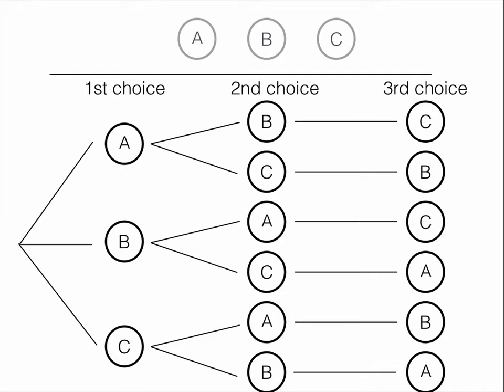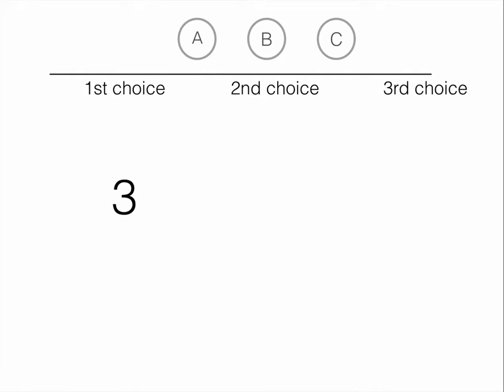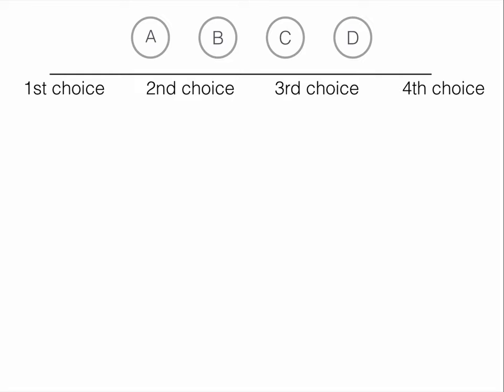If you have a look at it this way, by the way, the tree diagram is also a useful way of checking your calculations and your thinking. But notice, when we have 3 objects, for your first choice you have 3 possibilities, for your second choice 2 possibilities, and for your third choice 1 possibility. If we change it to 4 objects, for your first choice you've got 4, and then 3, and then 2, and then 1. This should look familiar.